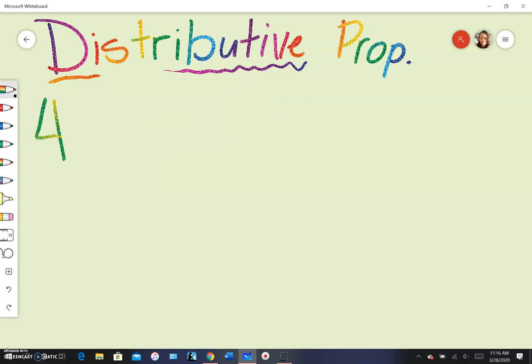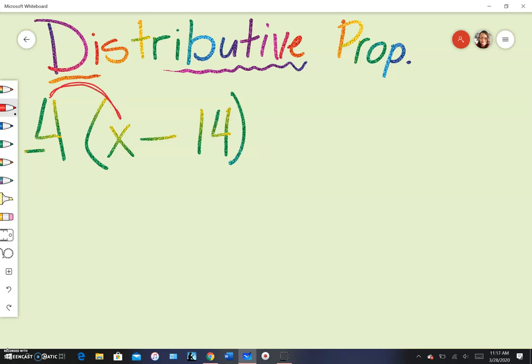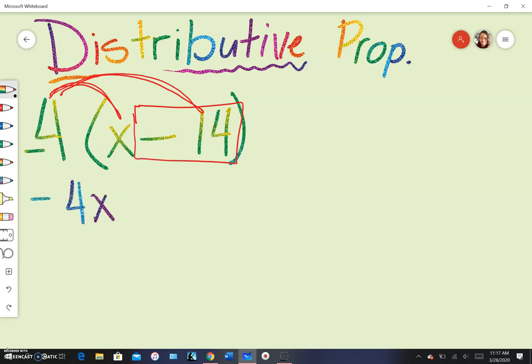Let's see if we have a negative 4, and then in parentheses, x minus 14. So the way we can think about this is we're going to take our negative 4 and multiply by everything in the parentheses. Make sure you are watching your signs when you do this. So negative 4 times x will just become negative 4x. A negative 4 times a negative 14 will become a positive 56.